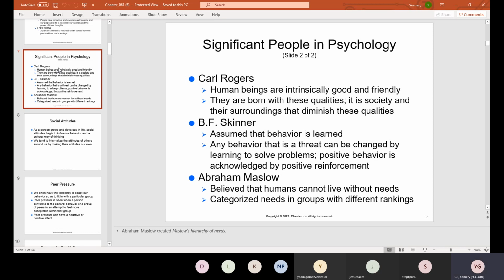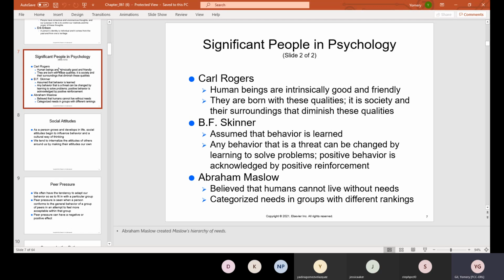B.F. Skinner: assume that behavior is learned. Any behavior that is a threat can be changed by learning to solve problems. Positive behavior is acknowledged by positive reinforcement. So we all know that for the most part, yes, behavior is learned. That's what you mostly see in kids. Some kids grow up to be certain types of people because of behavior that they've seen in their homes.